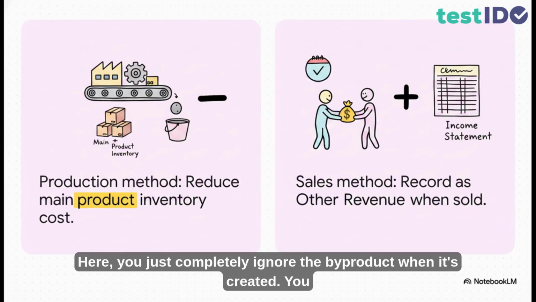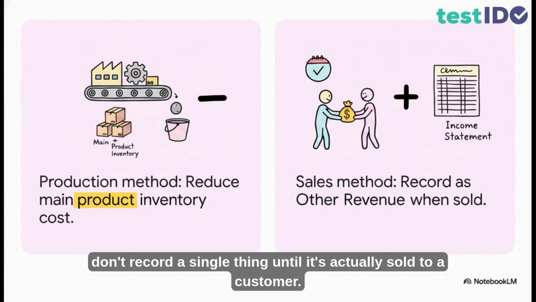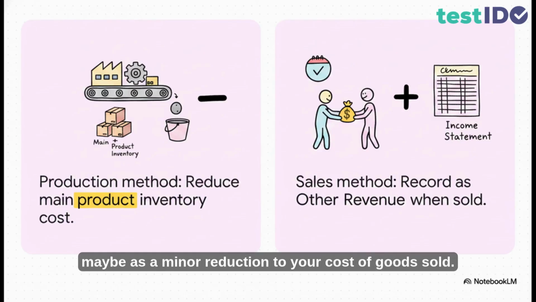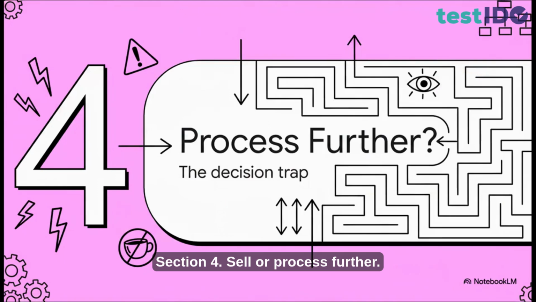Here, you just completely ignore the byproduct when it's created. You don't record a single thing until it's actually sold to a customer. When the cash finally comes in, you simply record it on the income statement as other revenue or maybe as a minor reduction to your cost of goods sold. Section 4. Sell or process further.